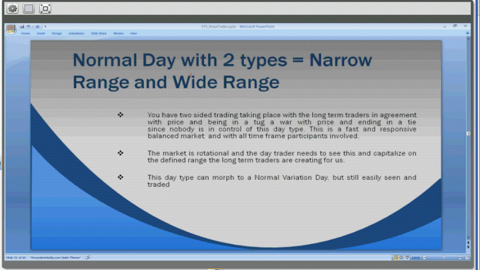Or some more slides. Normal days, you have 2 wide range, more opportunity on a wide range than a narrow range. Again, it's all two-sided trading. Long-term traders are in agreement with price. It's a tug of war. And what happens at the end of the day just ends up in the middle. It is a fast and responsive day. When you see the market being choppy at times, fast and just choppy, while you're saying it's choppy, no good, we understand why it's doing it. And when you know what direction it's going to go in, you're going to sell those spikes up and you're going to buy the spikes down below.